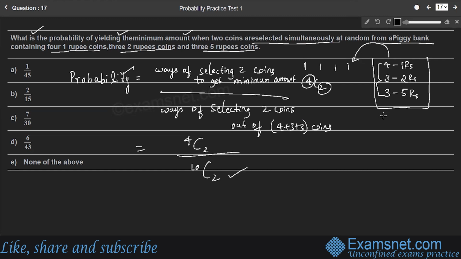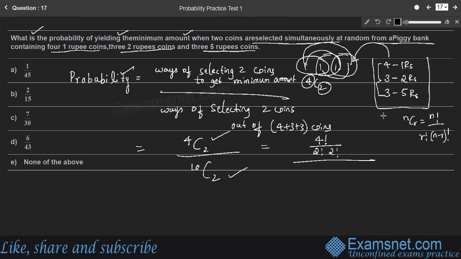So out of these ways of selecting, you have to consider ways of selecting which yield minimum amount only. That means you can choose first and second 1 rupee coin, or second and third, or third and fourth, or first and fourth, or first and third, or second and fourth, like that. So these ways are nothing but 4C2 ways. So in these many ways, you can get minimum amount. Therefore, 4C2 is nothing but 4 factorial by 2 factorial into 2 factorial. We know the formula that nCr is factorial n by factorial r into n minus r factorial. Using this formula we are going to solve. So 10C2 is factorial 10 by 2 factorial into 10 minus 2 factorial, which is 8 factorial.